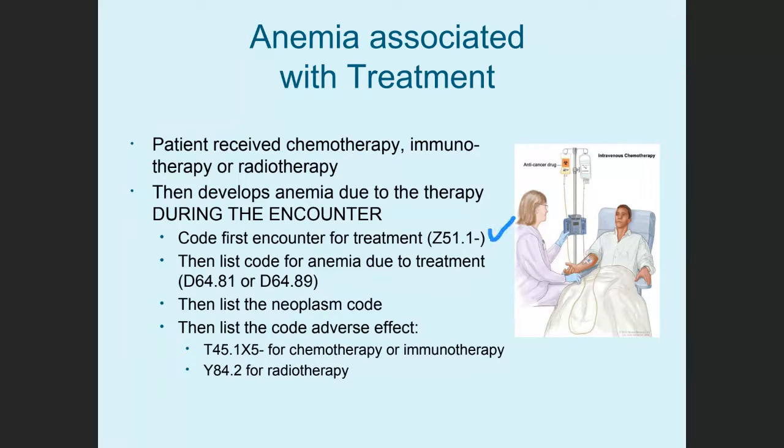Then list anemia due to treatment, whichever one of these is appropriate, the neoplasm code, and then the adverse effect code, whichever one of those is appropriate. So it's pretty much the same as what we talked about before, except the first code becomes the Z51.1 code.